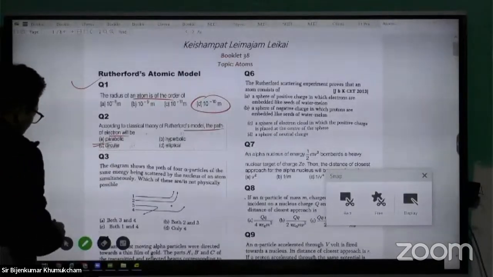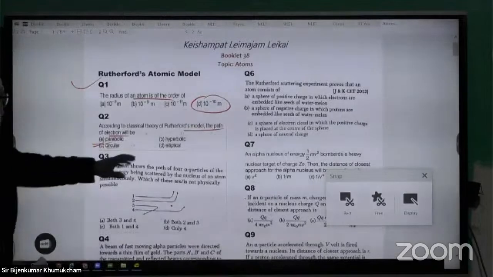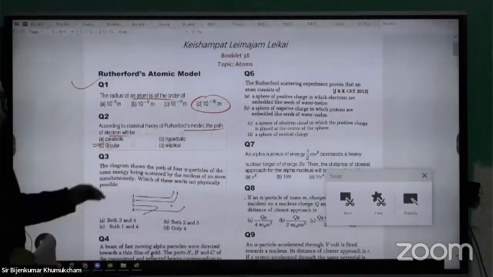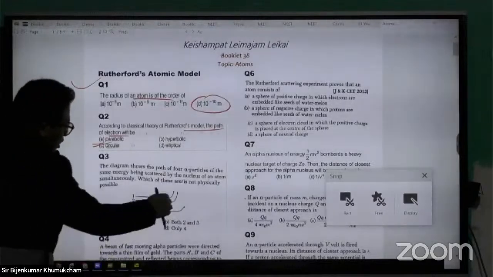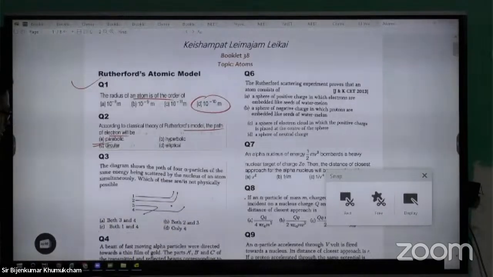Next, the diagram shows the paths of alpha particles. Which one is not possible?